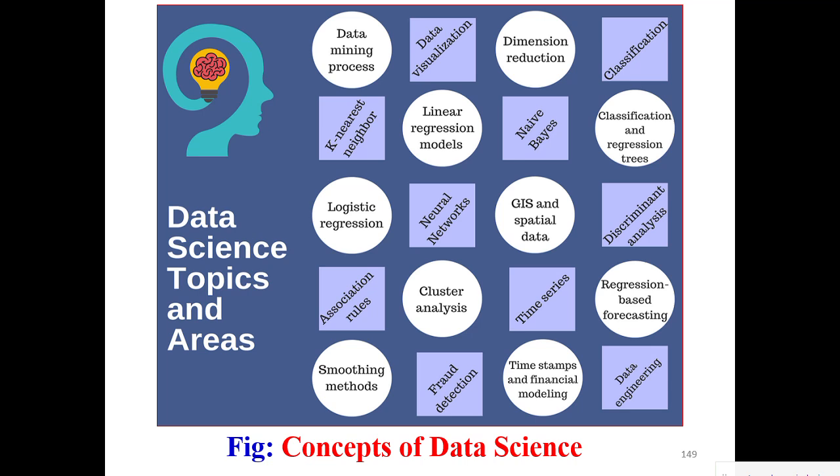Then discriminant analysis is one of the classification techniques for classifying the data based on the discriminant value of the given data set. Association rule mining is one of the techniques under the data mining subject. We are generating the best associations between frequent item sets.